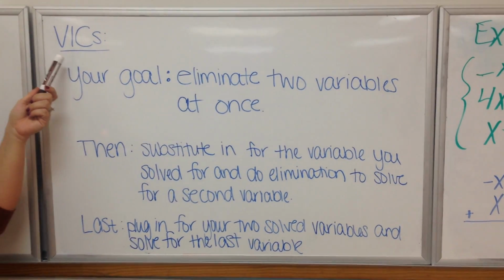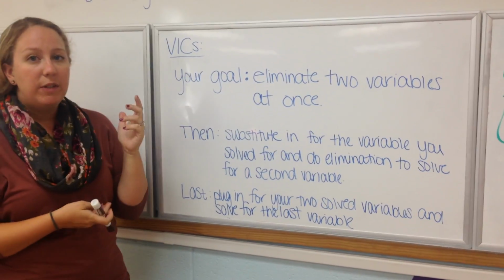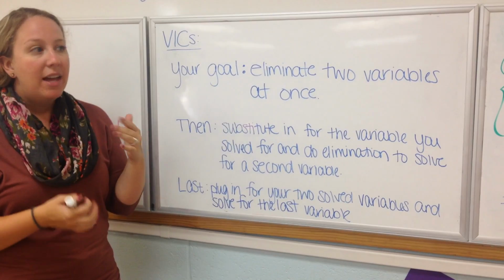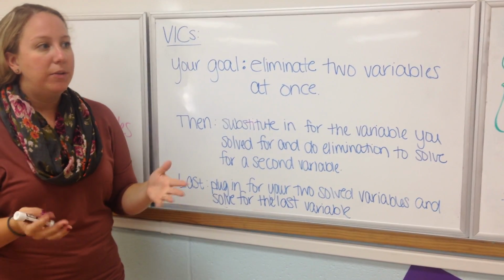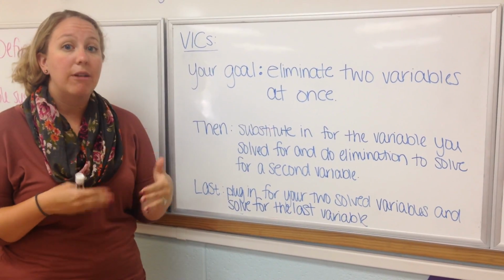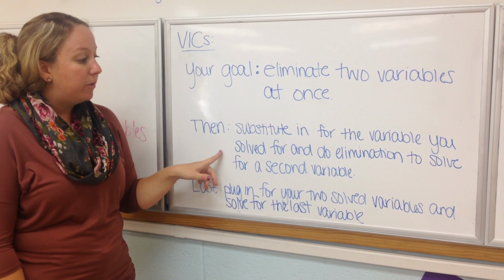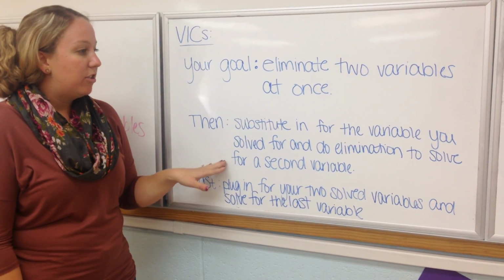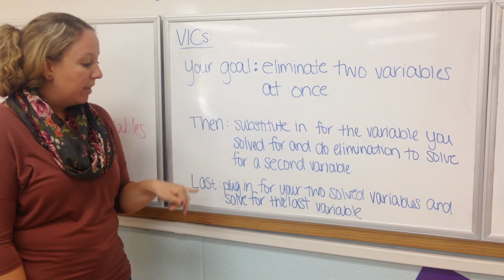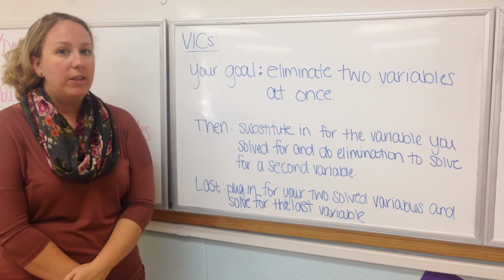So your very important concepts: your goal is to eliminate two variables at once. When you're given your three equations, you want to look at them and decide if there's any way you can eliminate two variables, or anything you can multiply one of your equations by that will get rid of those two variables. Then you're going to substitute in for the variable you solved for, and you're going to do elimination to solve for a second variable. And last, you're going to plug in for your two solved variables and solve for the last variable.